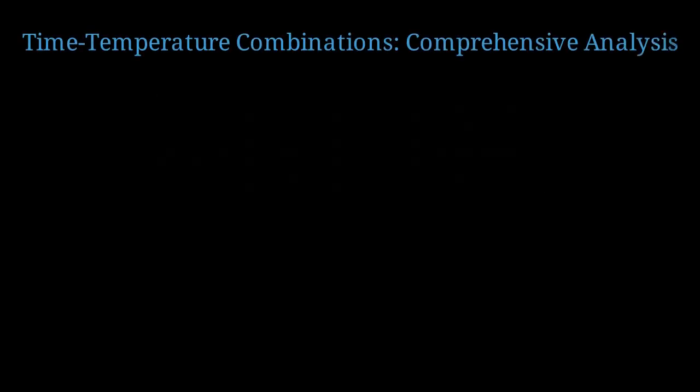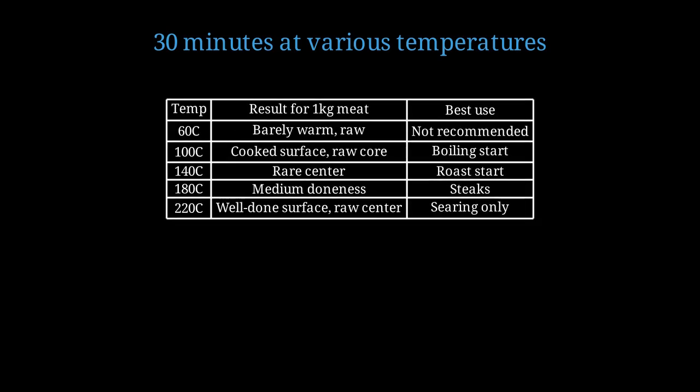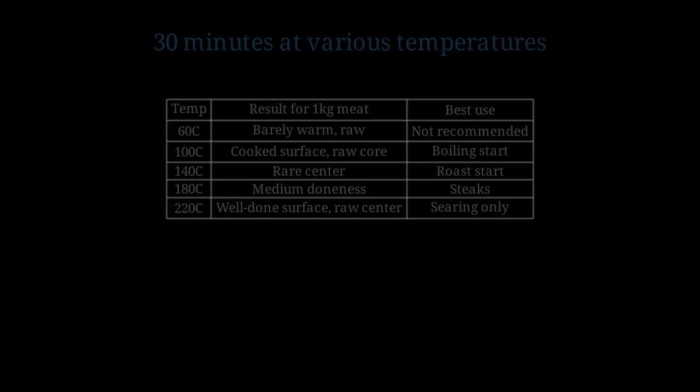Now let's do a comprehensive analysis of specific time-temperature combinations and their effects. First, let's consider what happens with just 30 minutes of cooking at different temperatures. This table analyzes 30-minute cooking across temperatures. At low temperatures, 30 minutes isn't enough. At moderate temperatures, like 180 degrees, it's perfect for steaks. At 220, it's only for searing.